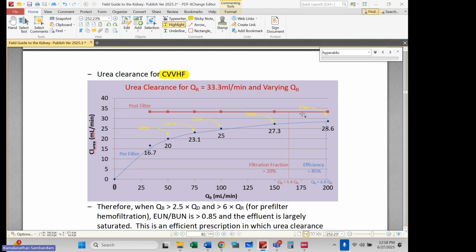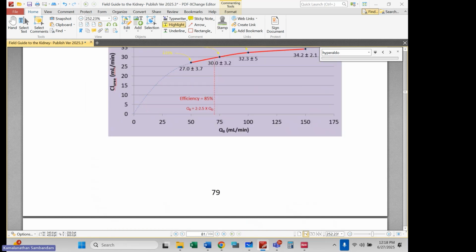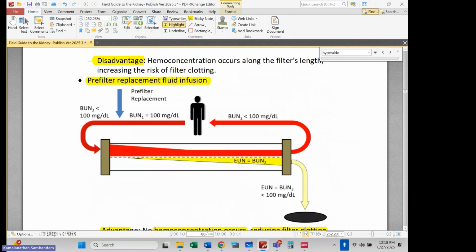So again, filtration fraction and clotting are the problem with lower flow rates when I'm in post-filter mode, but I don't have any drop in urea clearance. Urea clearance is always maximally efficient. EUN to BUN ratio is always 1. Okay? All right. Now, I do lose efficiency when I'm in pre-filter mode.